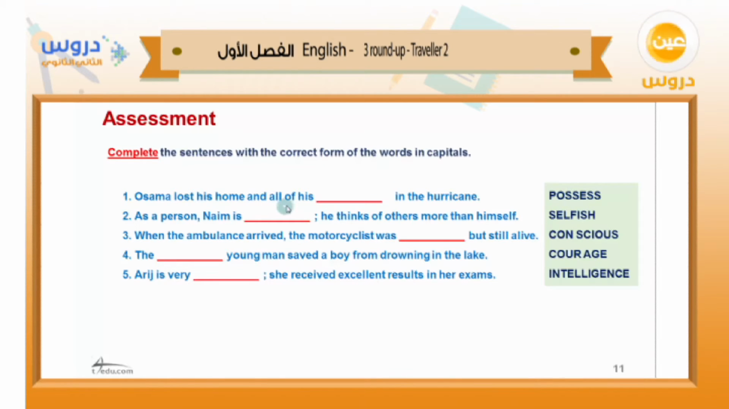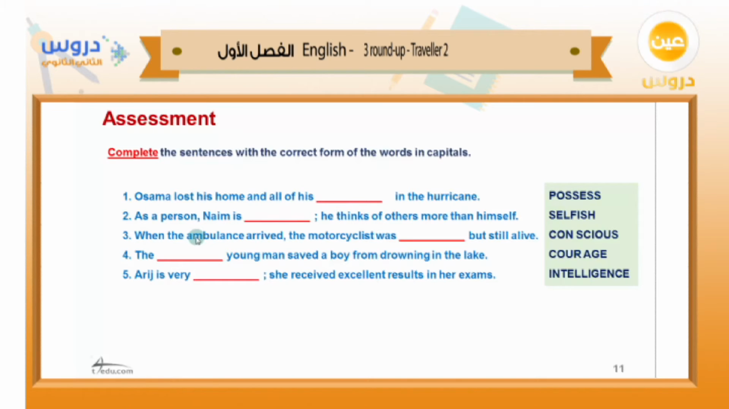Osama lost his home and all of his things in the hurricane. But we have the word possess. Possess is a verb, so we can't put it here. We need to change it into a noun. So the noun from possess is possessions. So the sentence is now correct when we say: Osama lost his home and all of his possessions in the hurricane. It means he lost everything.